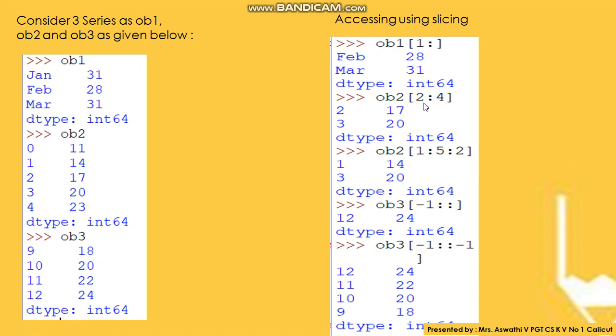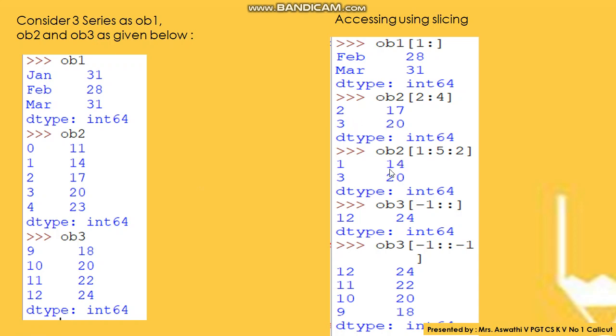Next, OB2, 2 colon 4. See OB2, here the index value and position are the same. So 2 colon 4 means it starts from 2 and 4 will not be taken. So 2 and 3 will be coming. So 217 and 320 will be there, the answer.